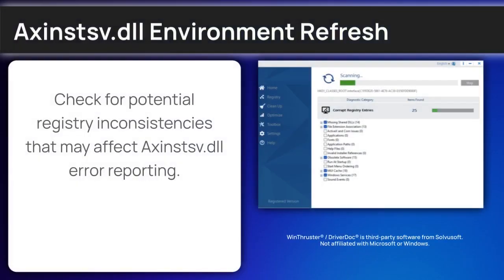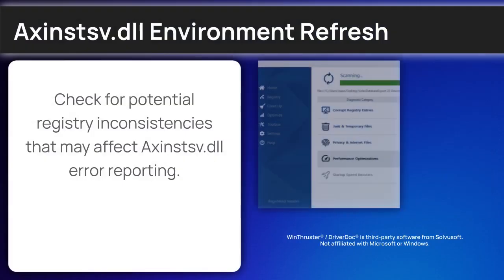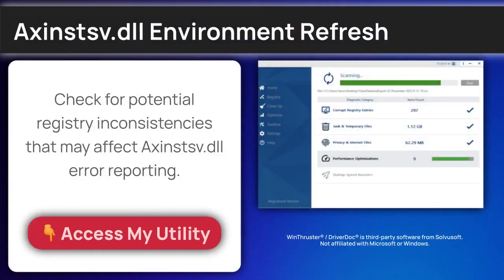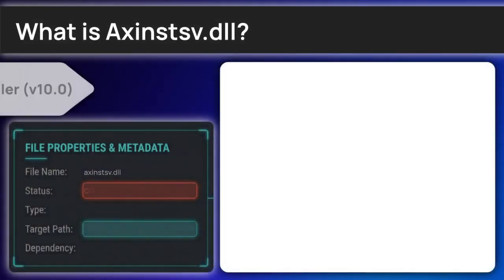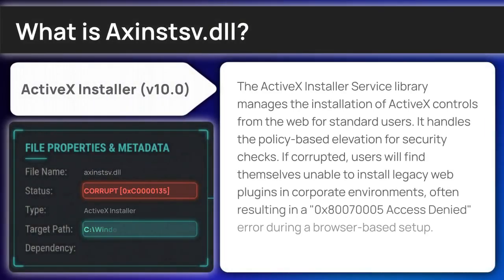To kick off the manual repair for ActiveX Installer Service, you can also find an official toolkit designed for system-level synchronization. This is the ActiveX Installer Service. It manages the installation of ActiveX controls from the web for standard users. It handles the policy-based elevation for security checks. If corrupted, users will find themselves unable to install legacy web plugins in corporate environments, often resulting in a 0x807005 access denied error during a browser-based setup.